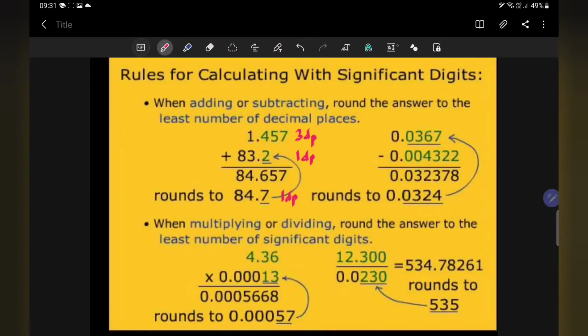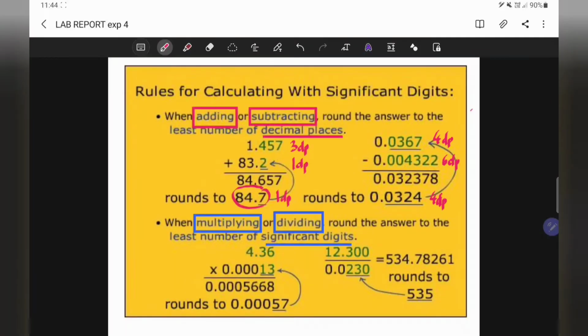Now we are discussing a subtraction process. The first value given has 4 dp, while the second value given has 6 dp. Between 4 and 6, the smallest one is 4. So the final answer should be written in 4 dp. This is the way we write the answers: we just refer to the least number of decimal places between the two numbers given. So this is for the addition or subtraction process. Remember, tambah, tolak, titik.